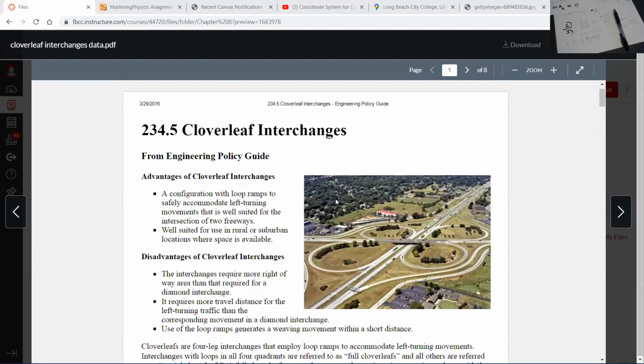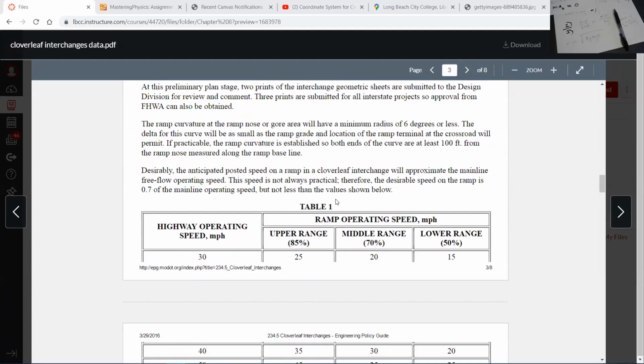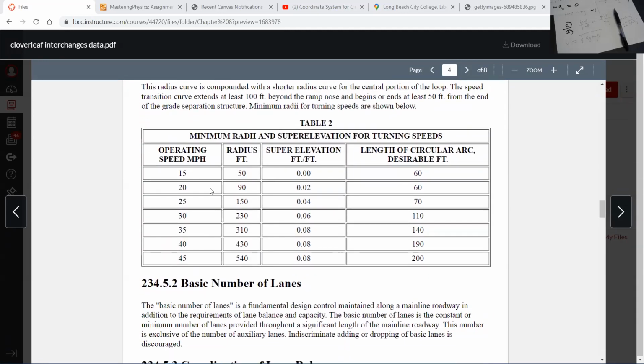So-called cloverleaf interchanges. I don't think we have a lot of those here in SoCal because there isn't space for them. But here are some typical values. They give the radius of one of those circular cloverleaves as you're going from northbound on one freeway to westbound on another freeway. And then they give the super elevation. Remember, that's a synonym for the bank angle, but they don't give it in degrees or even radians. They're giving it in feet over feet. So what they're actually talking about is rise over run. I'll explain this in more detail later, but that is the tangent of the angle.